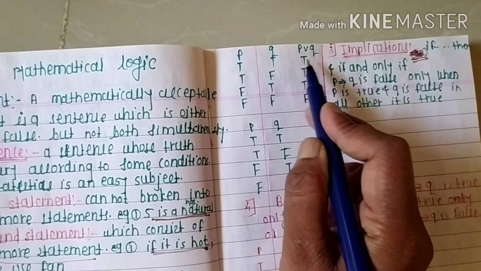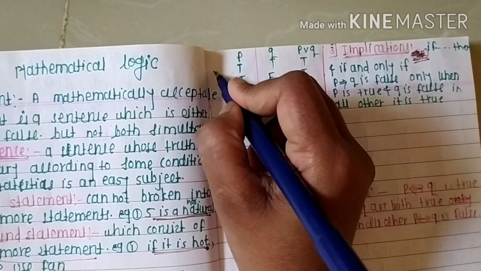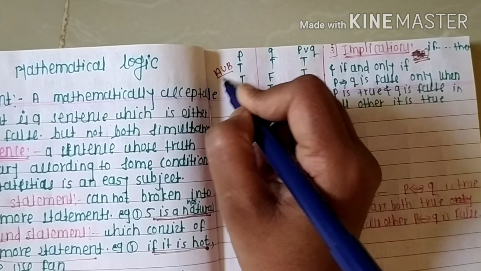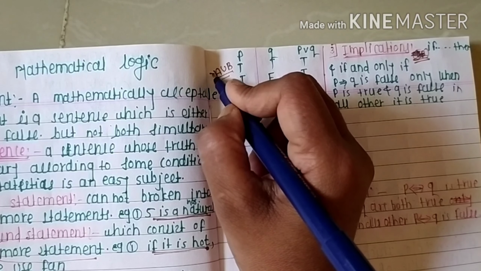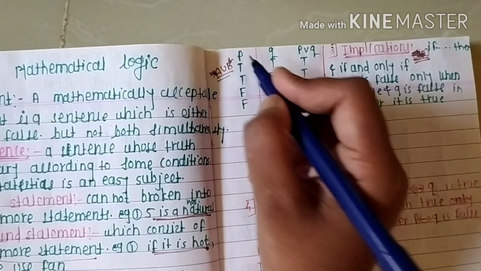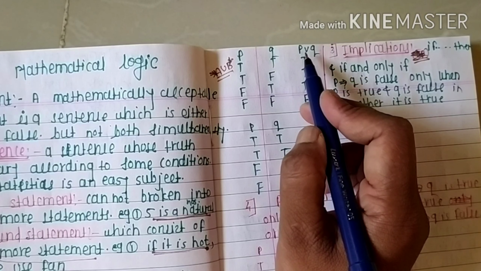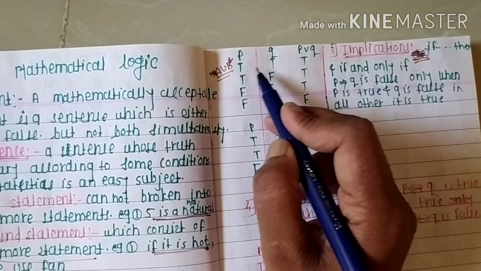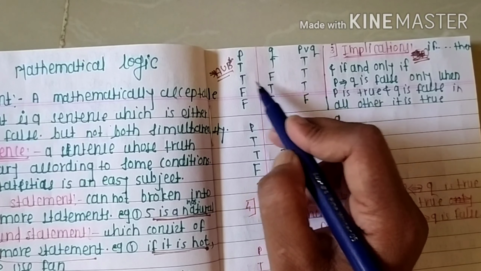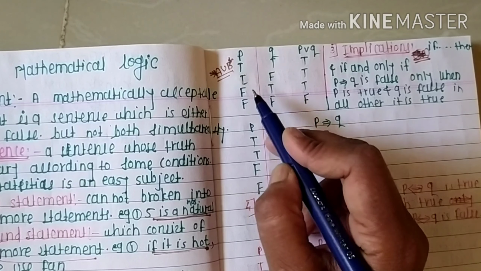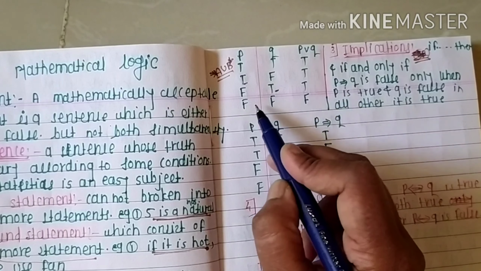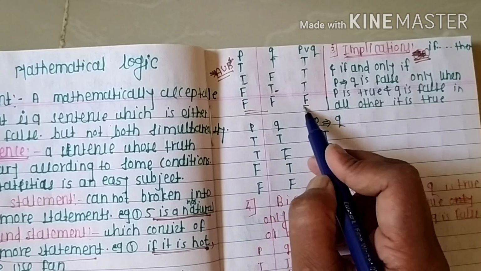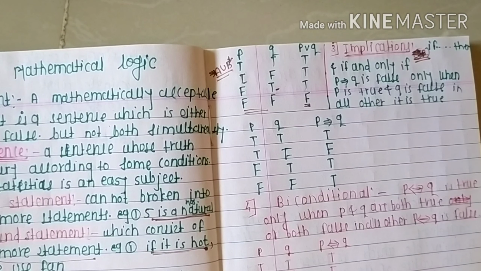This is just like taking the union of two sets, where an element is in the union if it is present in either set. P or Q is true when both are true, and if any one is true, then it is also true. But when both are false, its truth value is false.